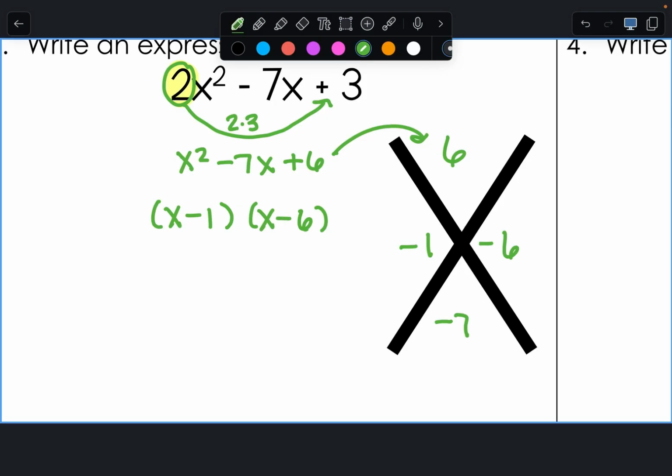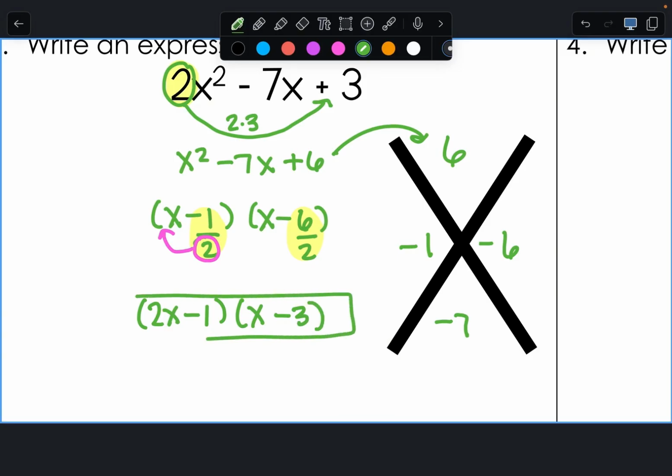Okay. But are we done? No. We kidnap, so what do we got to do? Release the kid. Give the kid back. We divide. What happens when you divide 1 into 2? Nothing, it stays the same. So we have to do what? Bottoms up. What number do we bring to the front? 2. What about the next one? 6 divided by 2. -3. And then you're done.